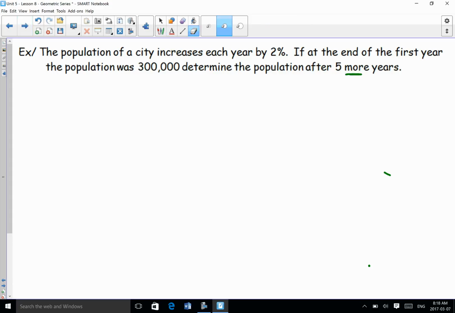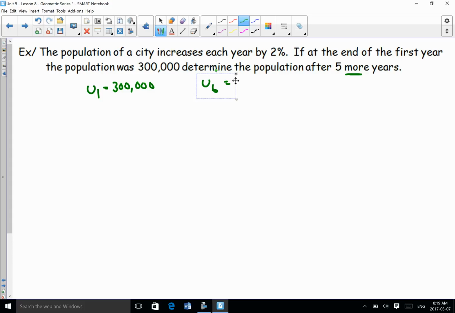Now, one of the challenges for us is trying to decide which equation to use. Is this an Sn equation or is this a Un equation? Do I want a term of the sequence or do I want to add all the terms of the sequence together? In this case, we actually want to find a term in the sequence. In fact, we want to find term number 6. We know our first term is 300,000. If we go 5 more years, that gets us to u number 6.